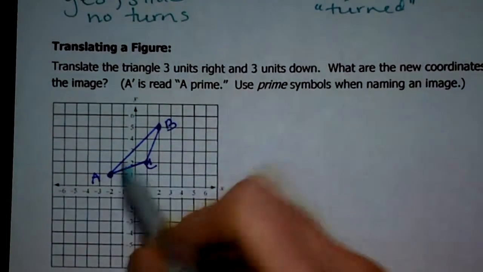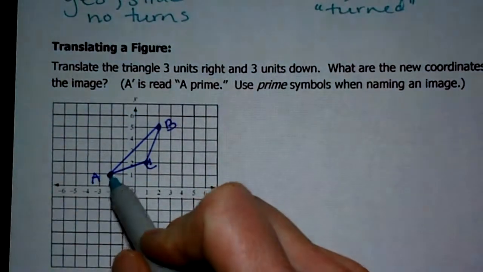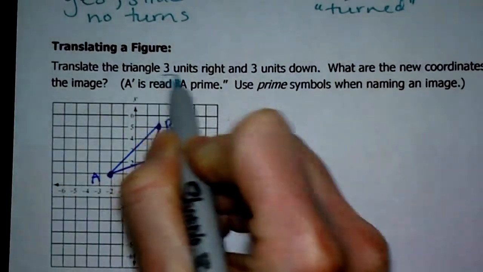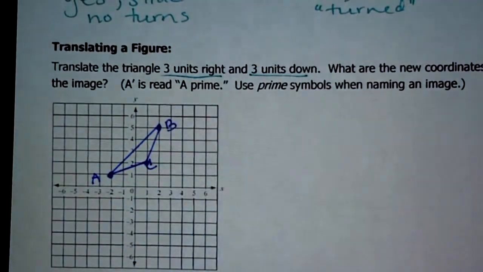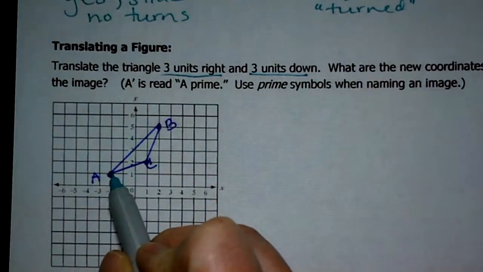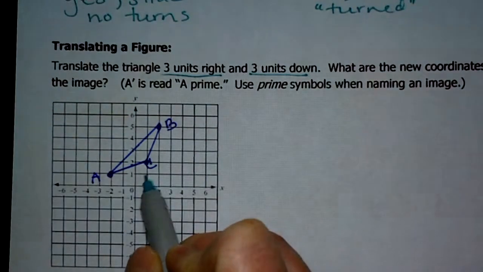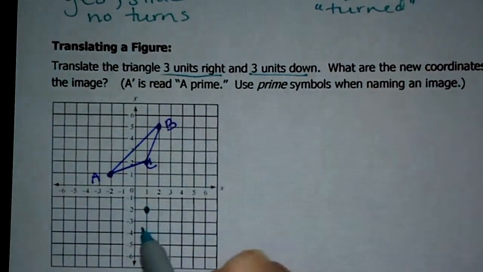So, we're going to start off with letter A. Alphabetical order. Sounds good. Doesn't really matter which one you start with, you'll get the same result. So I want to take A and move it 3 units right and then 3 units down. So start at A. You don't start at the origin. We're going to move this point 3 units to the right. So 1, 2, 3. 3 units down, 1, 2, 3, and this is our new A.